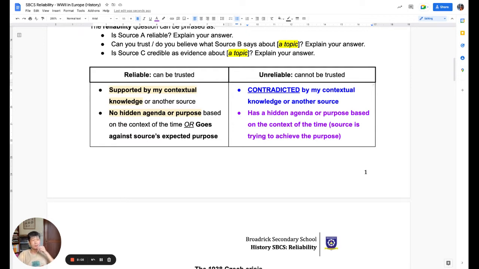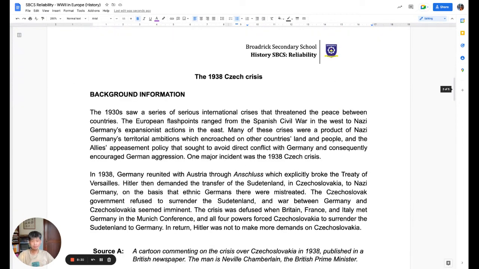The most common example is a speech in an election cycle. All the politicians are saying how great they are because they want to win the election. These sorts of sources, what they say, you have to be a bit more wary, take with a pinch of salt, because they have an agenda. Okay, so let's write this down in our worksheet, and then let's proceed.